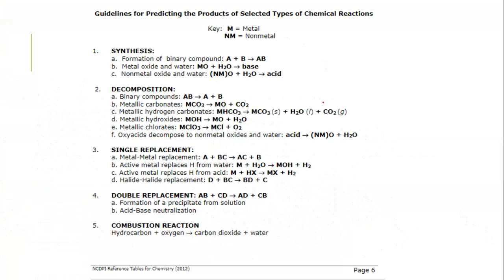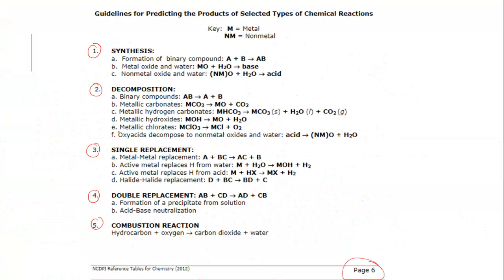This is from your reference table, as you can see down here at the bottom. It's from page 6. You will have this as a part of your NC final exam when you take it. What we need to do is understand what all this is giving us. For starters, right here it has the 5 types of chemical equations. Number 1 is synthesis, 2 is decomposition, 3 is single replacement, 4 is double replacement, and 5 is combustion.